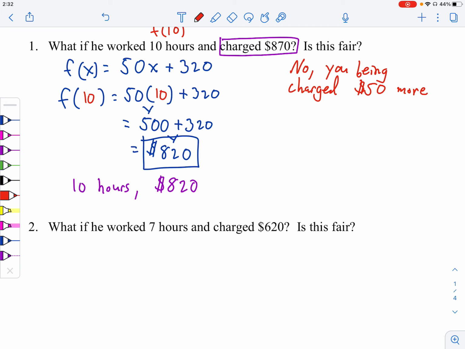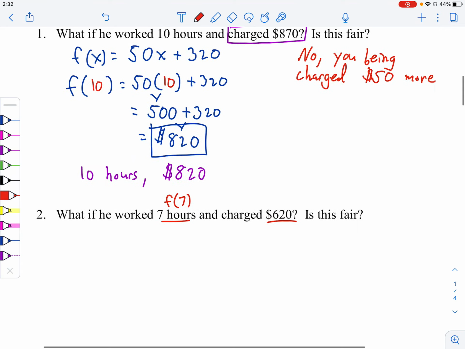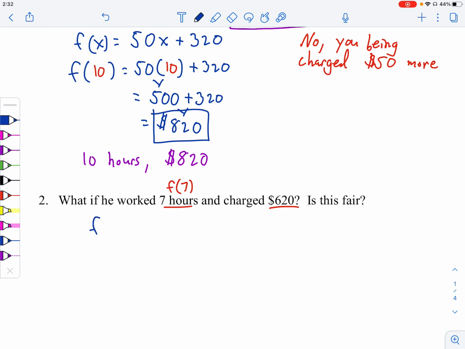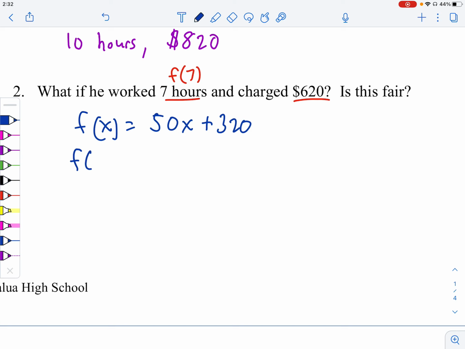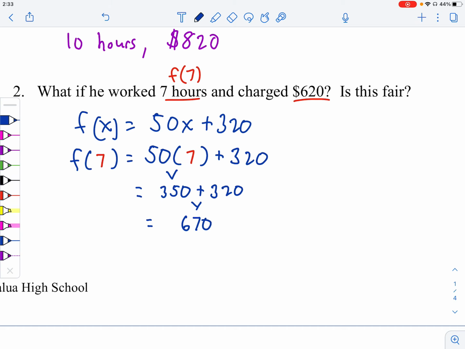What if you work 7 hours and got charged $620? We want to find f of 7 now, for 7 hours. We're still using our function, f of x equals 50x plus 320. Is this fair? We want to find f of 7, so 50 times 7, our x value is now 7. 50 times 7, 350, plus 320 is $670.